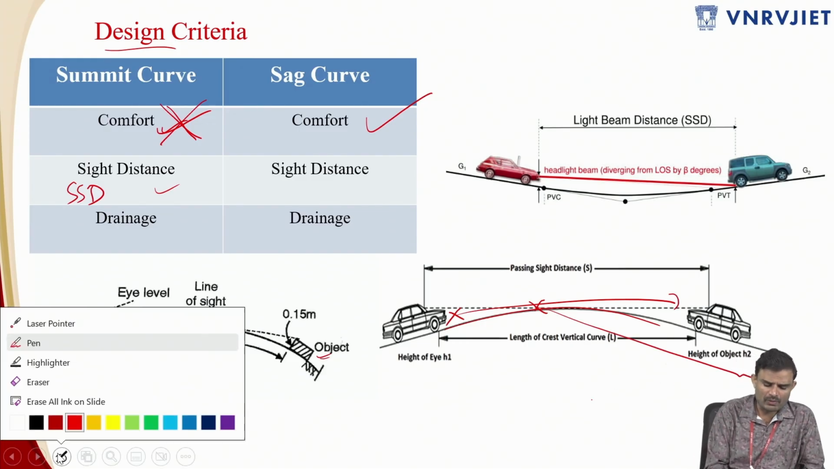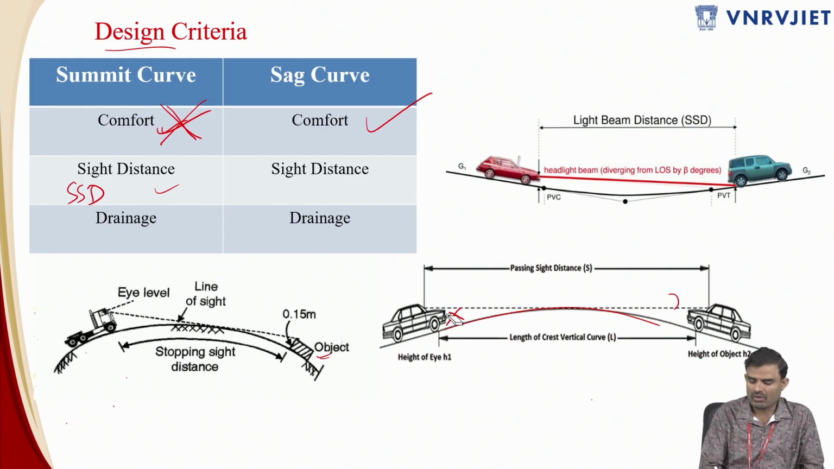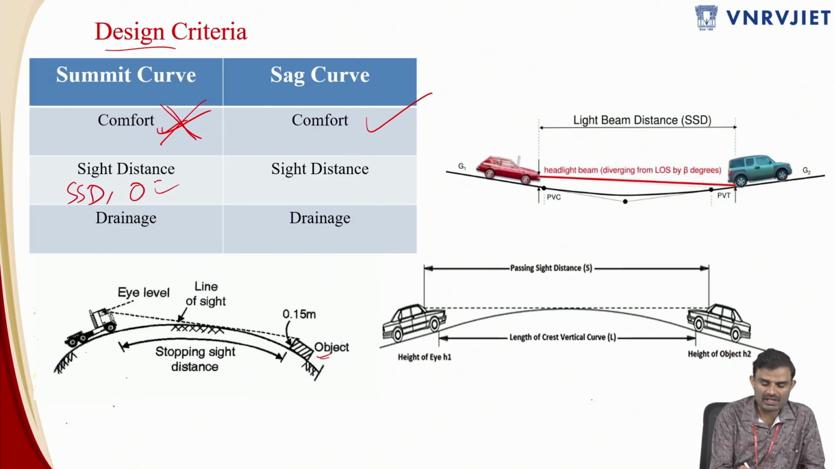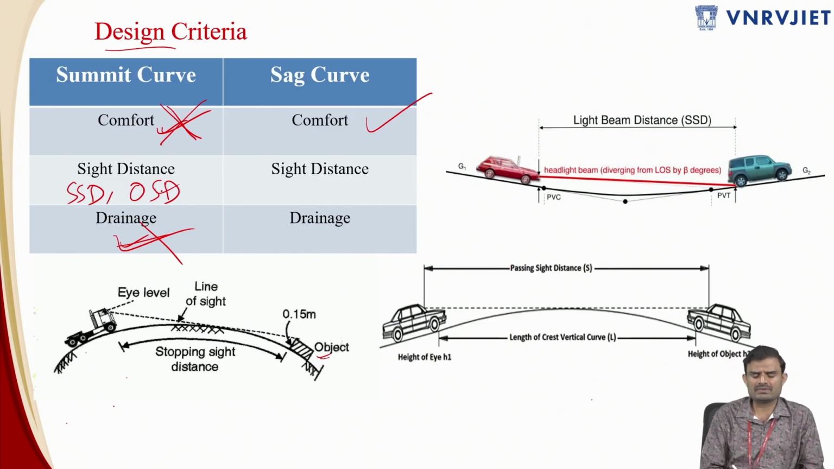So that is how you have to provide the stopping sight distance or the overtaking sight distance in terms of summit curves. Therefore you have to design for both stopping sight distance and overtaking sight distance in terms of the summit curves, either during daytime or nighttime. And coming to drainage criteria, as the road is at an ascending gradient, the water will be easily drained off from this. So you are not going to design for this. The only thing you have to design is sight distance. One is in terms of stopping sight distance, the other one is in terms of overtaking sight distance.